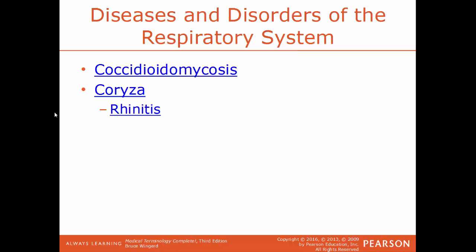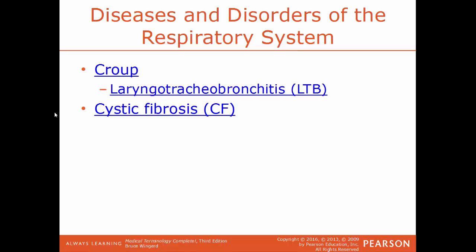But coryza is more commonly known as a head cold, and rhinitis is a more common name for hay fever. The next term, croup, is something that's associated with children. It's an infection of the larynx and the trachea, which will cause difficulty in breathing and swallowing. And a good indicator of a child having the croup is when they cough, it sounds like a very loud barking sound. And it often gets worse at night.